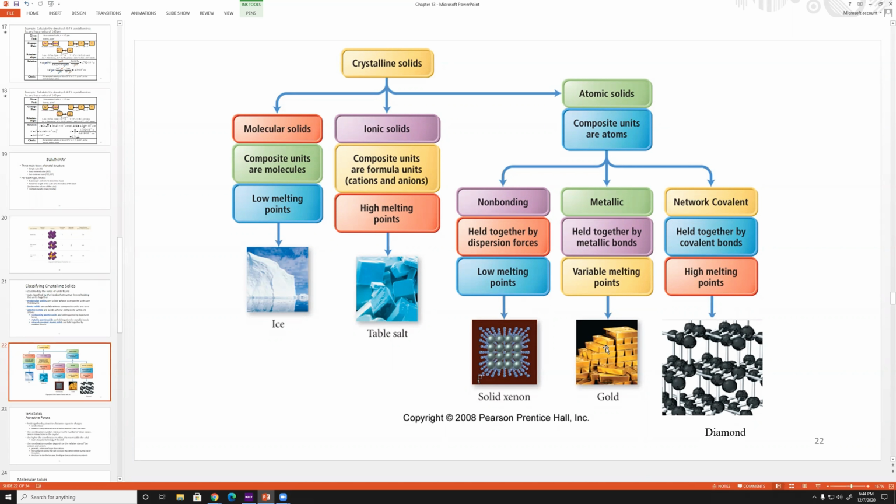And then you have metallic, like just straight gold or straight silver, and then network, which is going to be like diamond and graphite, and different things that have covalently bound atoms together, but if they're all the same, it creates a solid.